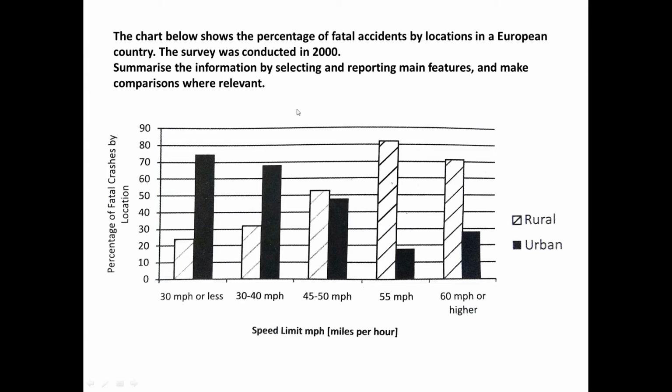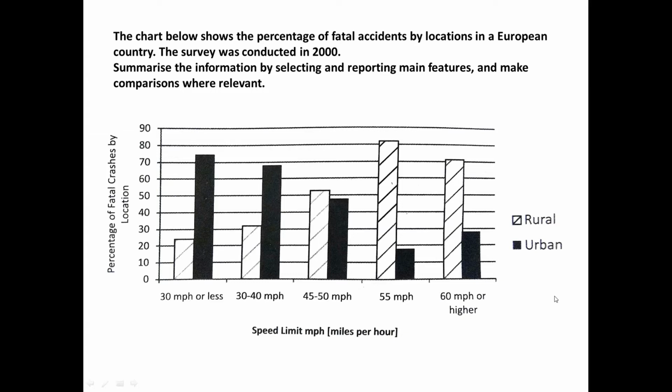So here we can see the chart, and on the horizontal axis they have provided speed limit, and on the vertical axis percentage of fatal crashes by location is provided. So here are the two locations, rural and urban.